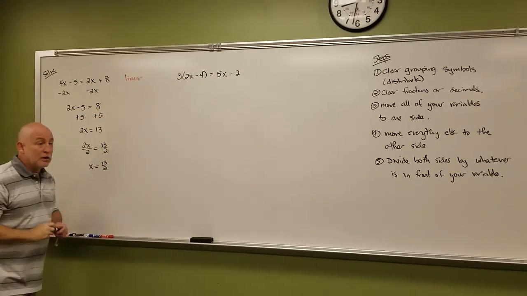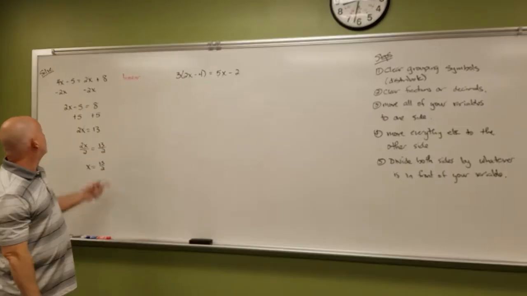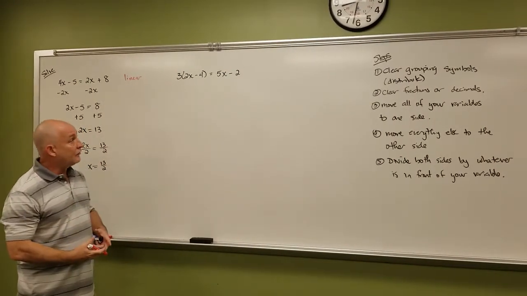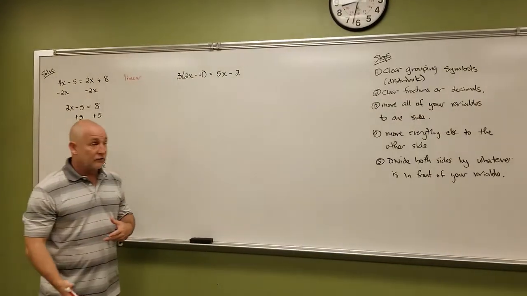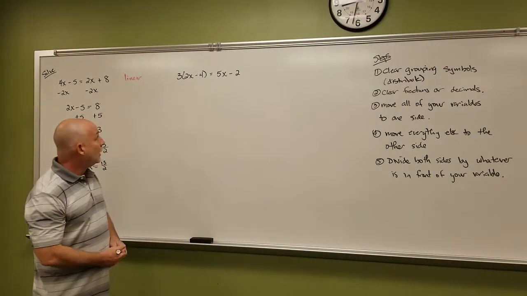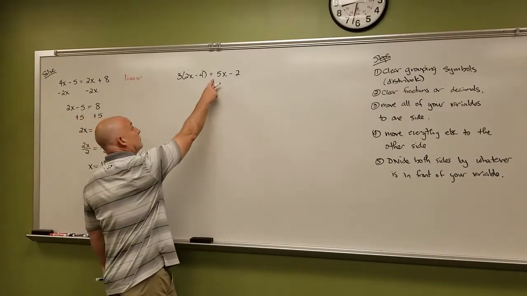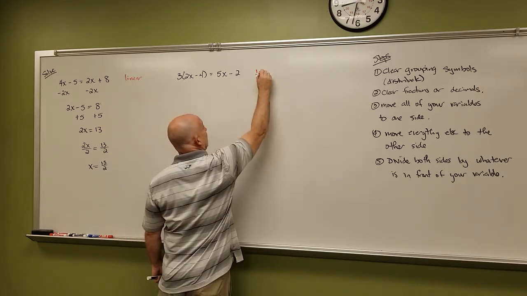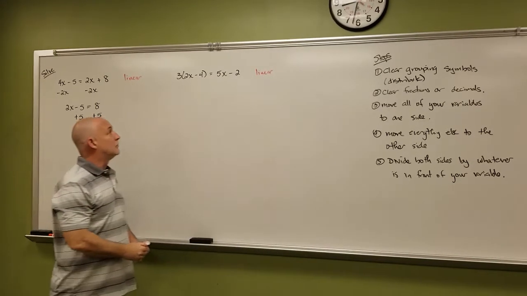Okay, a little bit more complicated here. Again, our directions, of course, are just solved. So before we start doing any steps to solve something, we got to say what type of equation it is so we know what steps to use. Here it's an equation, of course, because it has an equal sign. All the variables appear to be raised to the first power, so I'm going to call this a linear equation.